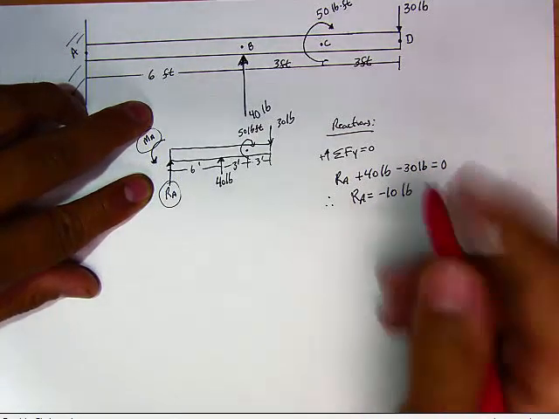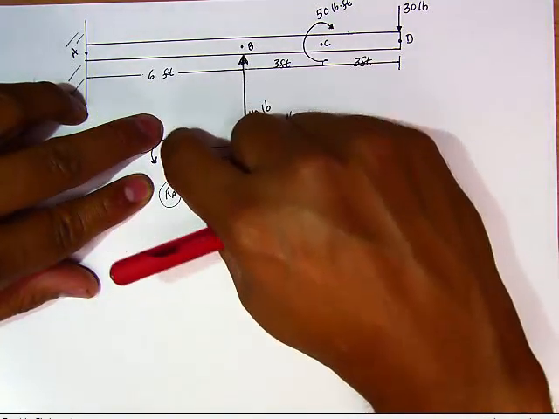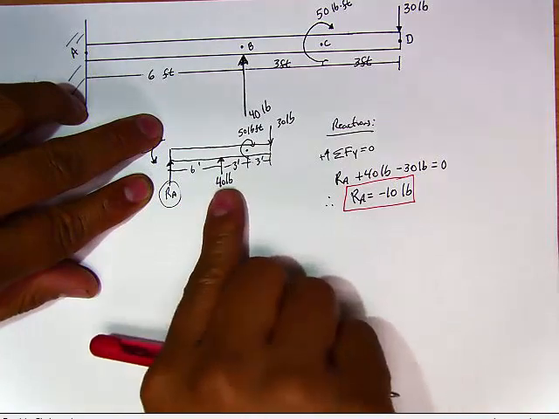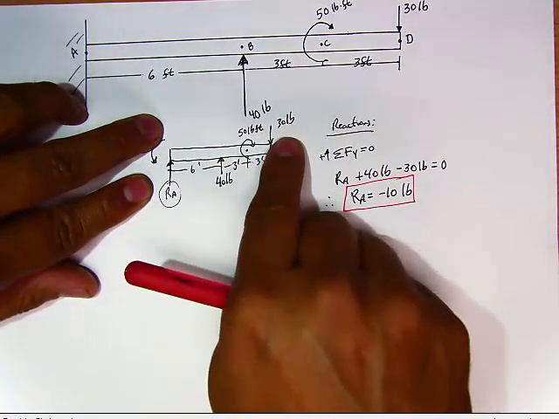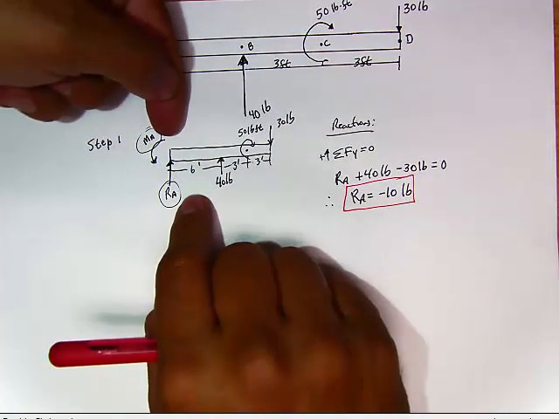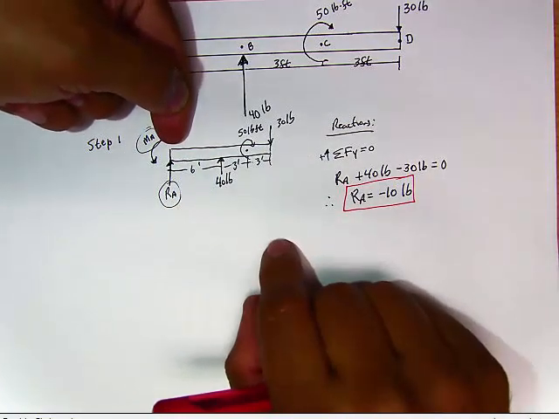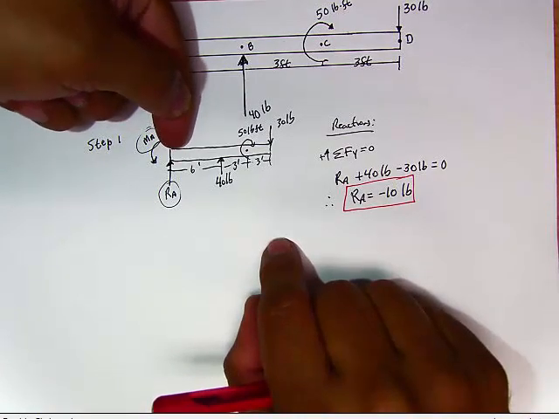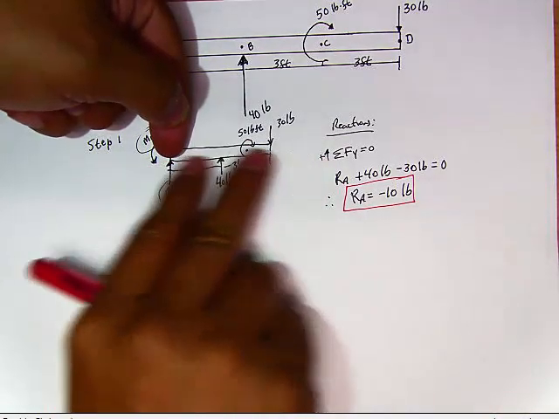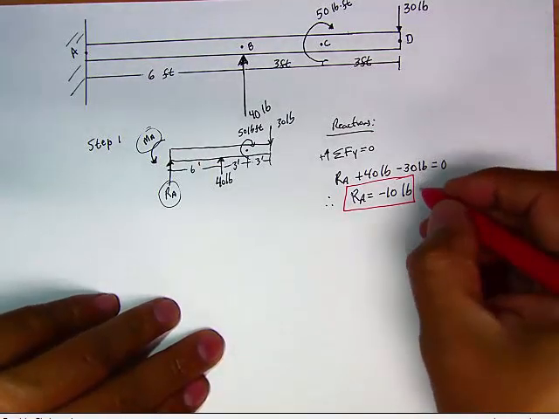So what that tells us is that our reactive load here is actually pushing down. Apparently this is too much. It overcomes this 30-pound force. So our wall has to fight back with a shear, or I'm sorry, with a reactive force of 10 pounds downwards in order to maintain this from moving up or down. So this is our very first reactive force.